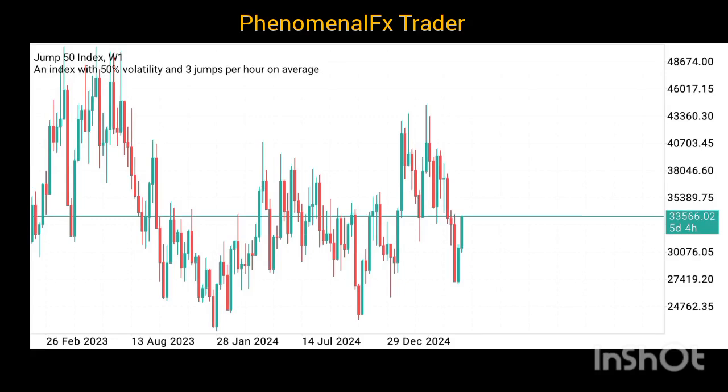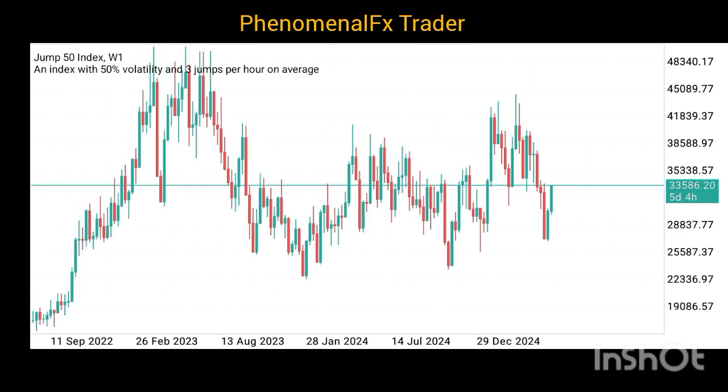So in today's video we're going to be looking at the Jump 50 index, and we are going to be using a very simple strategy, a breakout and retest strategy, to illustrate how you can easily make some very high profit in the market, to find high probability setups that can help you make some good profit in the market.